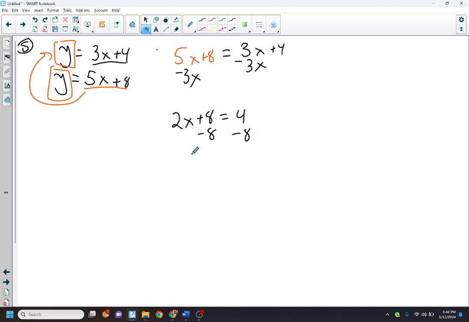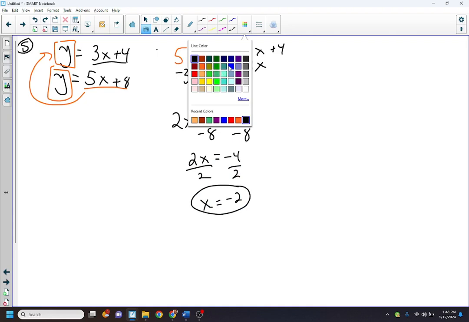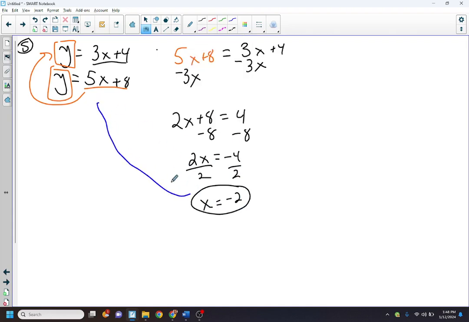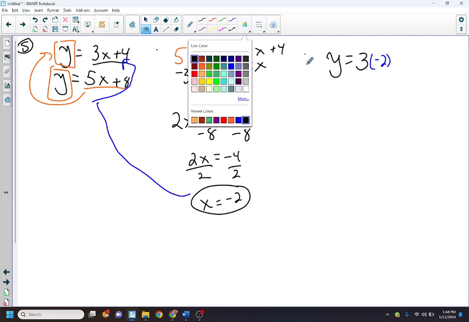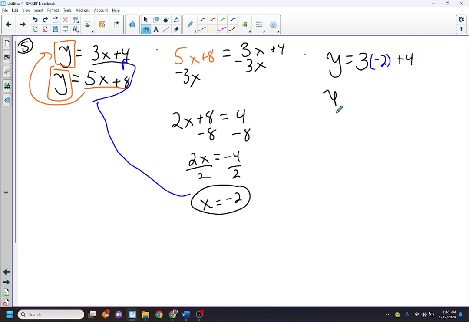Minus 8 minus 8. 2x equals -4. Divide by 2, divide by 2. X equals -2. So since x equals -2, I'm going to take that x equals -2 and plug it in either the top or bottom. I'll choose the top. It does not matter which one you plug it into. So y equals 3 times -2 plus 4. Y equals -6 plus 4. Y equals -2. So y equals -2 and x equals -2. The answer is -2, comma -2.